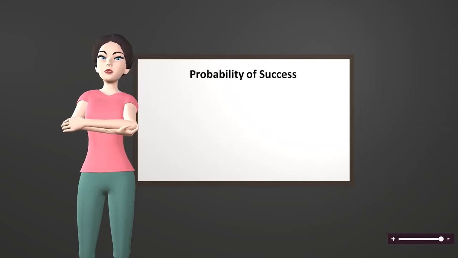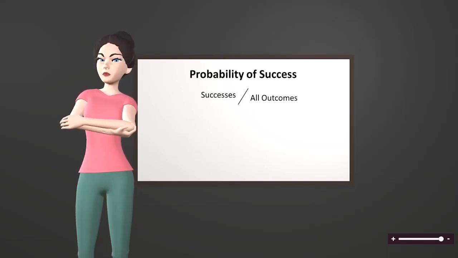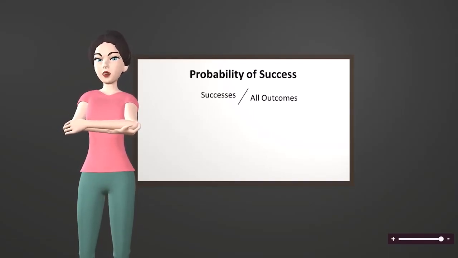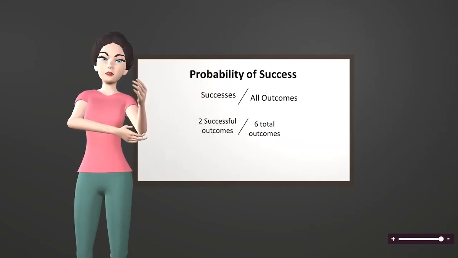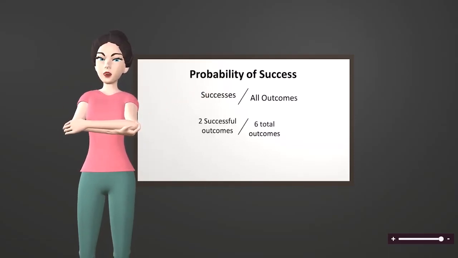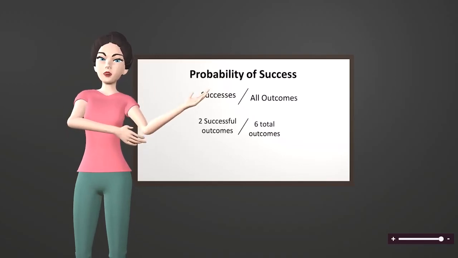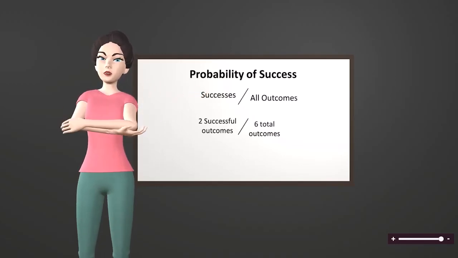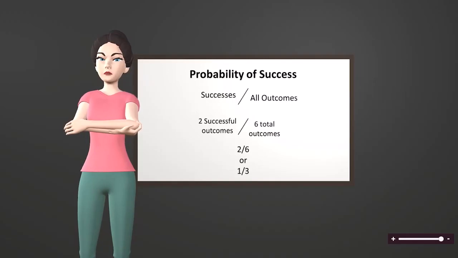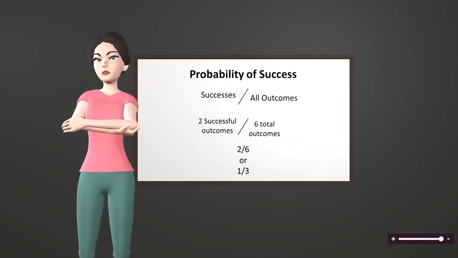Next, we should figure out the probability of success. The probability of success is the number of success outcomes divided by the total number of outcomes, if all the outcomes have an equal chance. In this case, there are 6 equally likely outcomes, and 2 of them are successes. So the probability of success is 2 out of 6, or 1/3. We can expect a 5 or 6 to come up about 1/3 of the times the die is rolled.